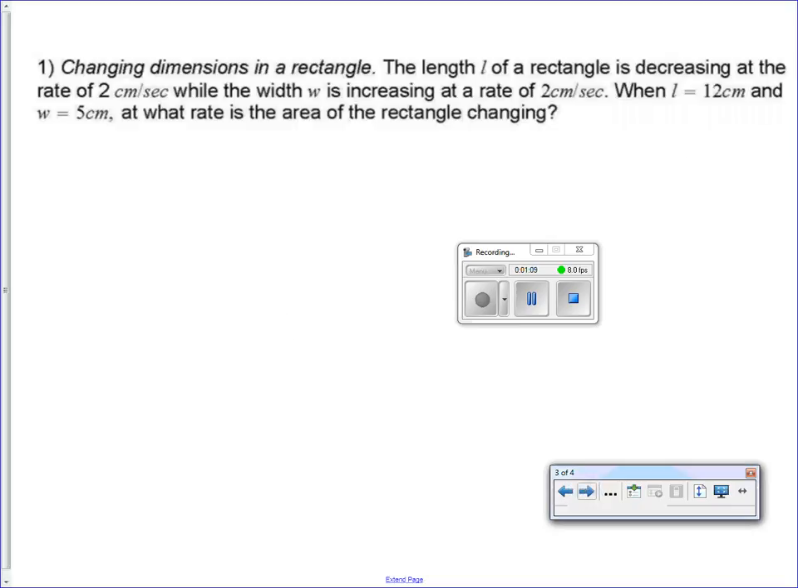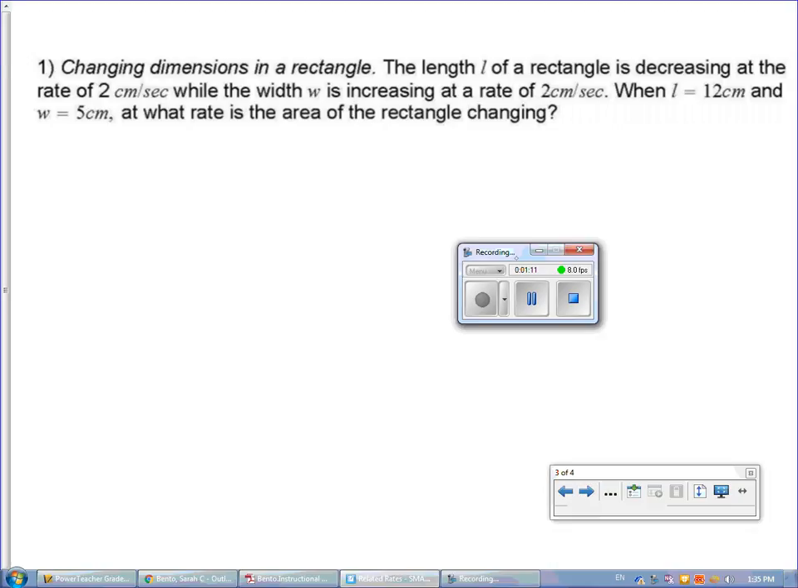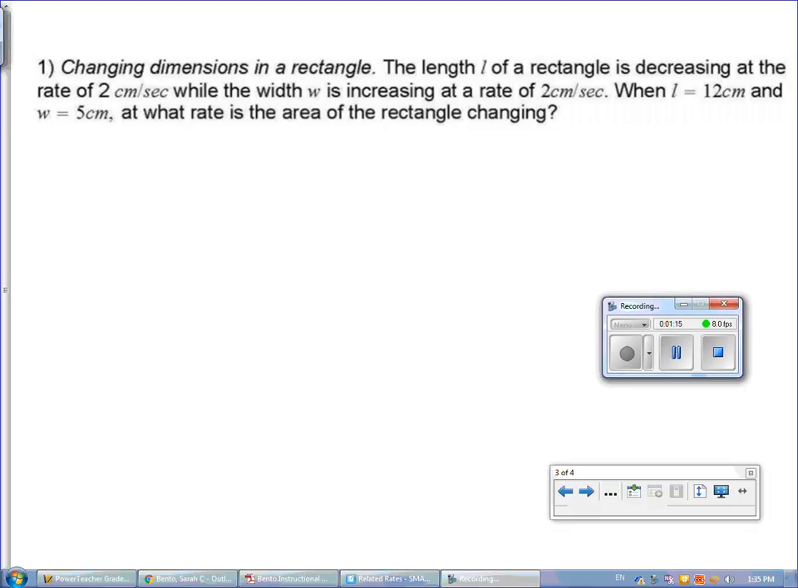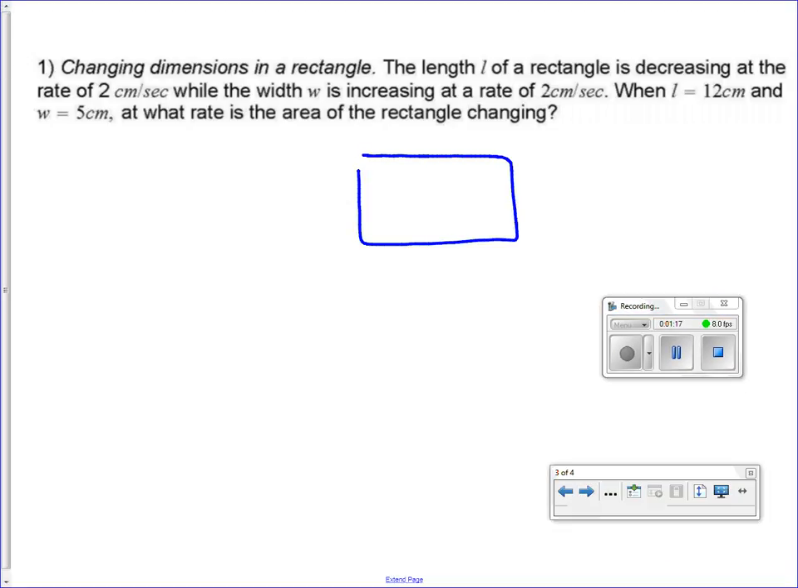The length L of a rectangle. As soon as I see rectangle, I'm going to make a sketch. It says the length L is decreasing at a rate of 2 centimeters per second, while the width W is increasing at a rate of 2 centimeters per second. When L equals 12 centimeters and W equals 5 centimeters, at what rate is the area of the rectangle changing? So I'm going to label the length and the width. This is my sketch. And I'm going to define all the variables I have.